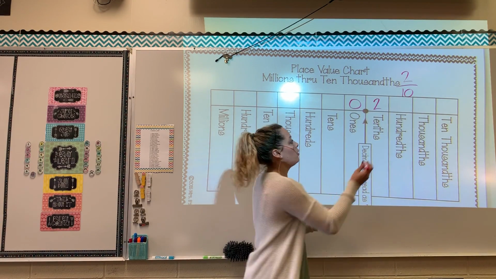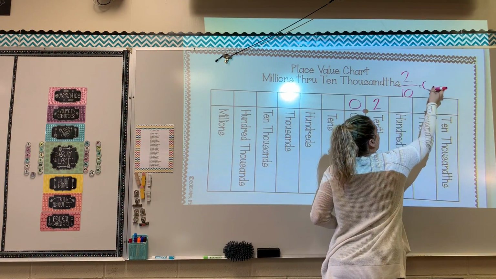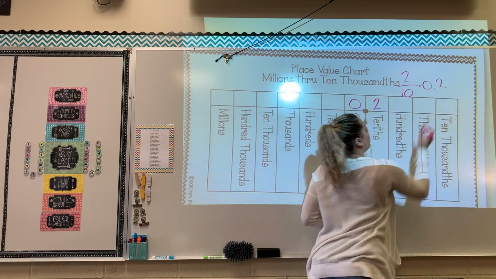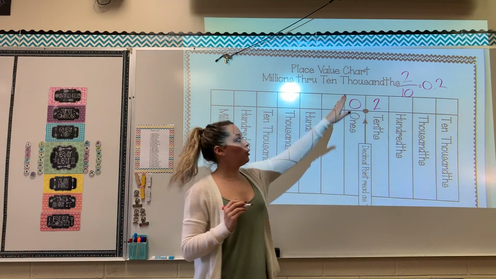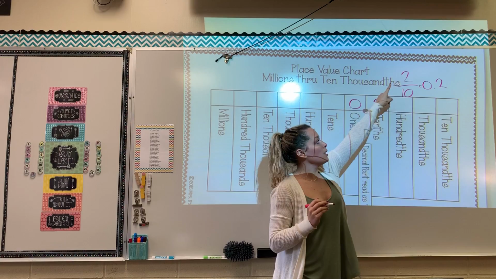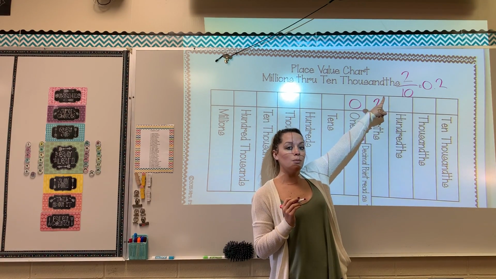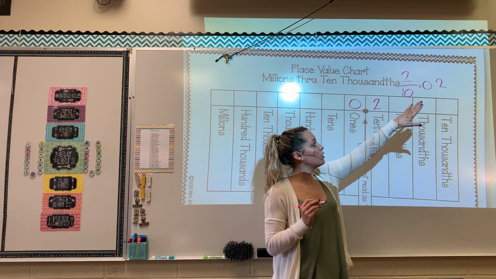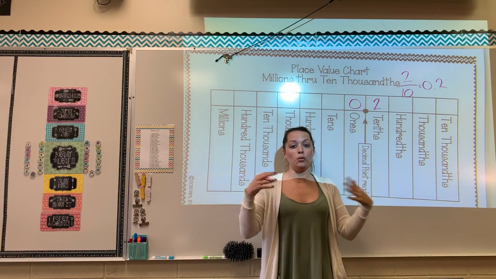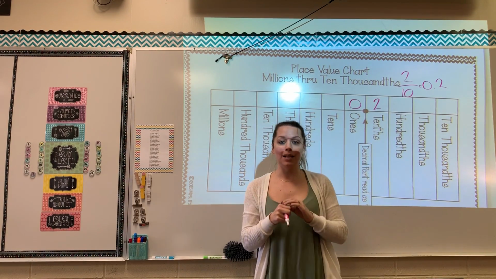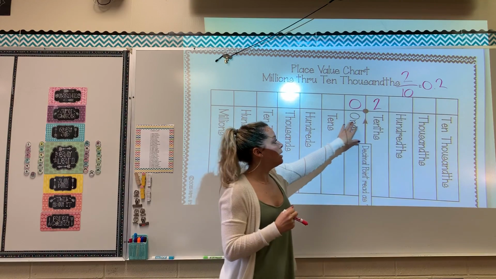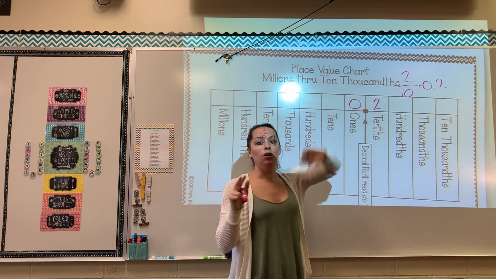So that's how you'd write that as a decimal, 0.2. So 2/10 as a fraction is written this way, but when changed to a decimal, it's written as 0.2. But they're both read as 2/10. So that is how you can use this chart to help you change a fraction to a decimal.